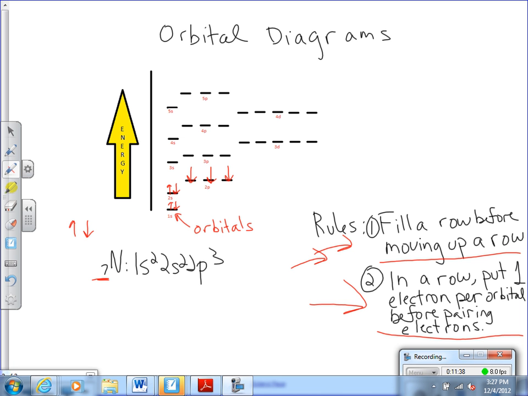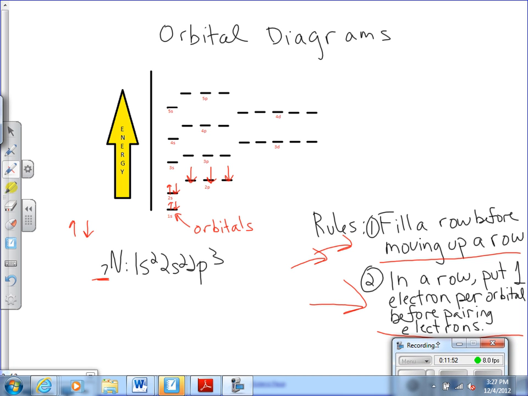And an arrow represents an electron. The up just represents an electron spinning in one direction. The down arrow represents an electron spinning in another direction. And I haven't told you this before, but electrons do have a spin. They spin on their axis.